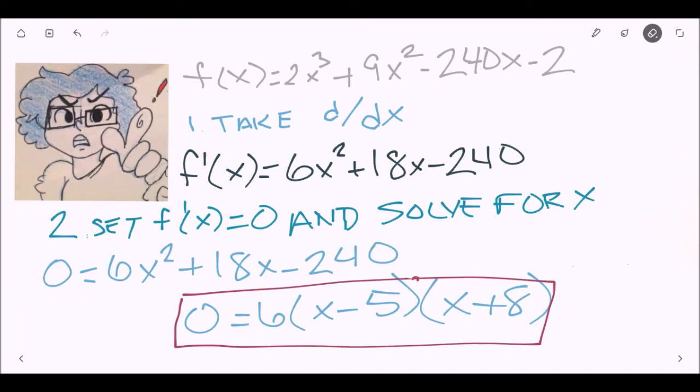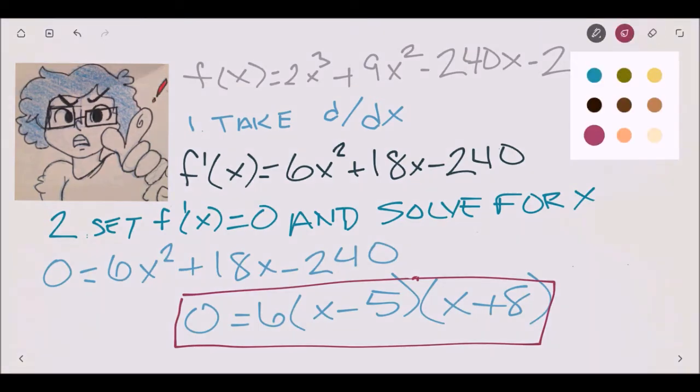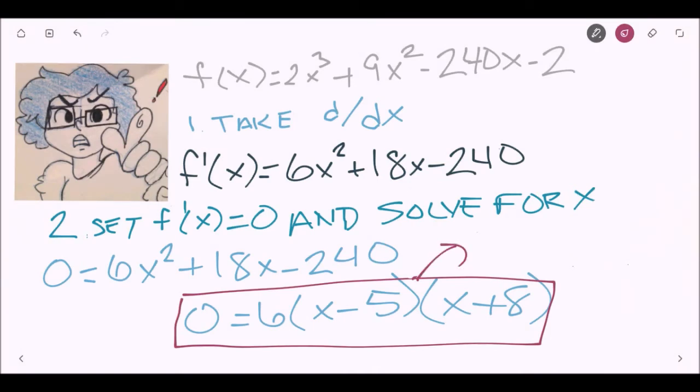There we go. And now that we have this, if we factor it down, we should be able to get it into this simplest form. And that is going to tell us that x is equal to 5 and negative 8. And hopefully these will be points in which the graph is changing directions. But we can't be sure. These values are just candidates. They might do it and they might not.